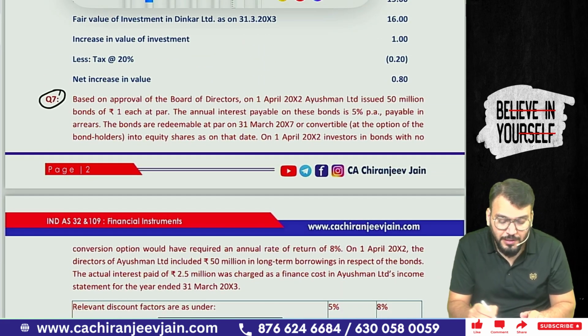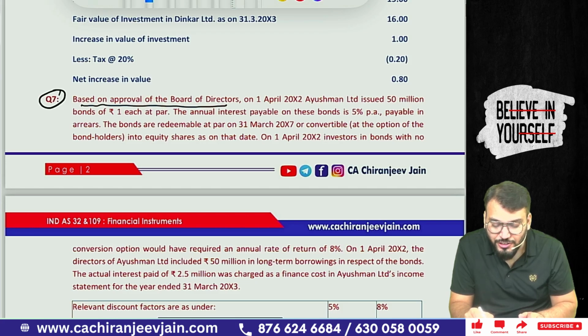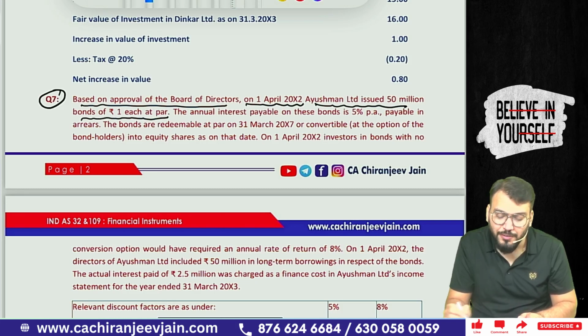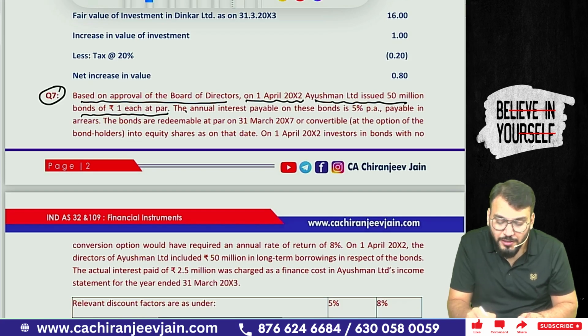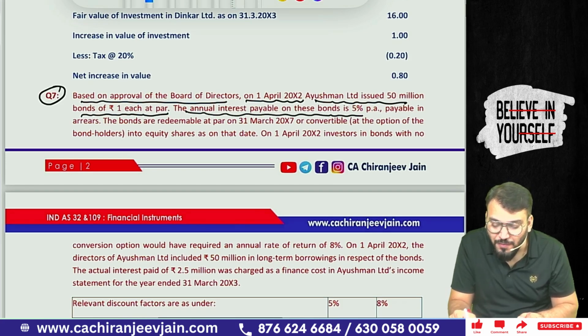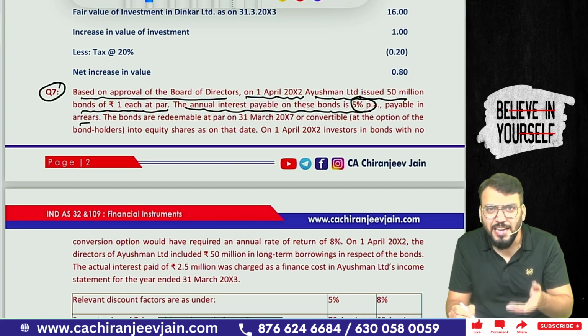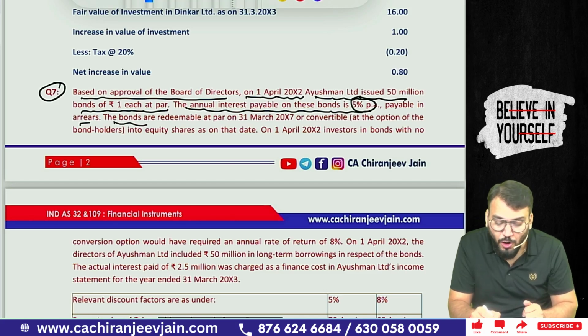Question number 7. Based on approval of Board of Directors on 1st April 2002, Ayushman Limited issued 15 million bonds of rupees 1 each at par. So they have issued 15 million bonds. The annual interest payable on this bond is 5% per annum. So this is a contractual rate of interest payable in arrear. Payable in arrear means at the end of the year. The bonds are redeemable at par on 31st March 2007.